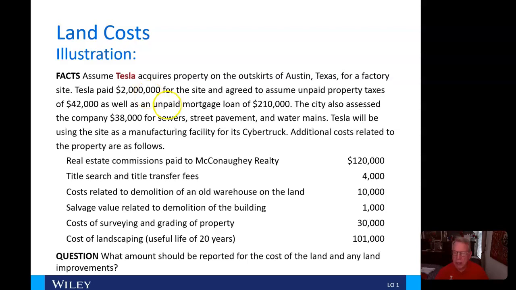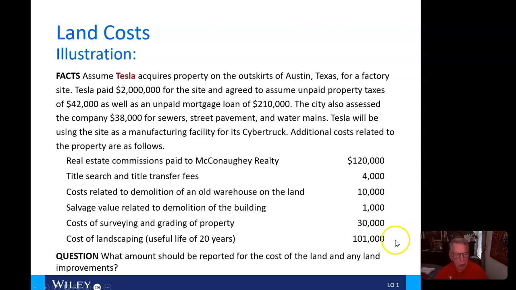Additional costs related to the properties are shown here. We have real estate commissions, we have title search, we have costs related to demoing the old warehouse, we have salvage value related to the demolition of the building, and costs of surveying and grading the property, as well as the cost of landscaping.